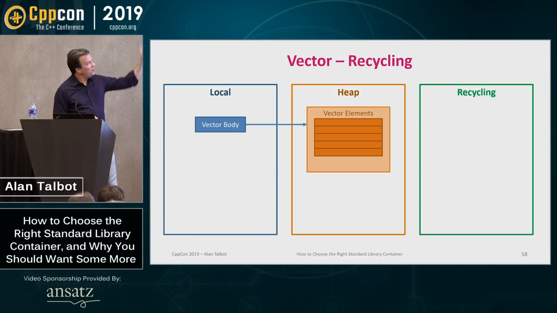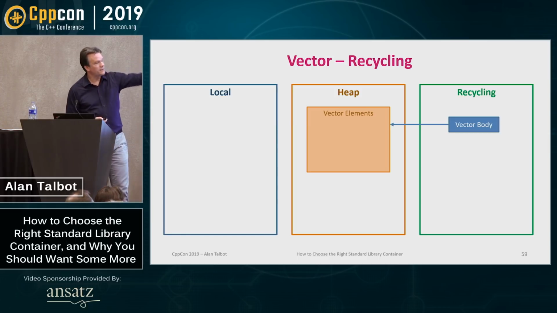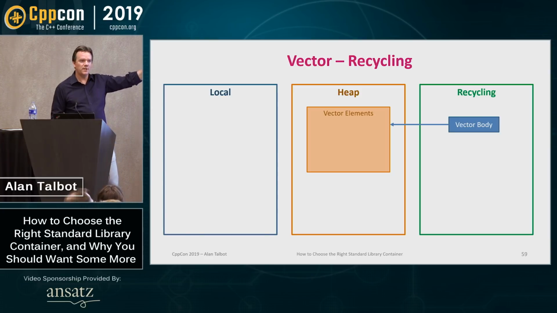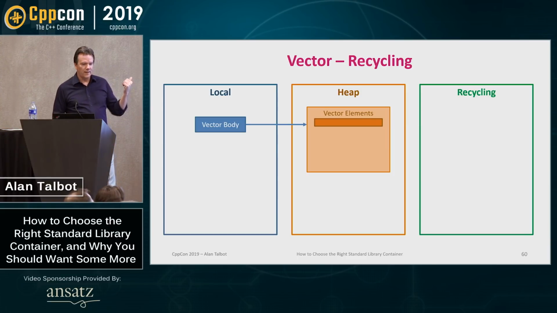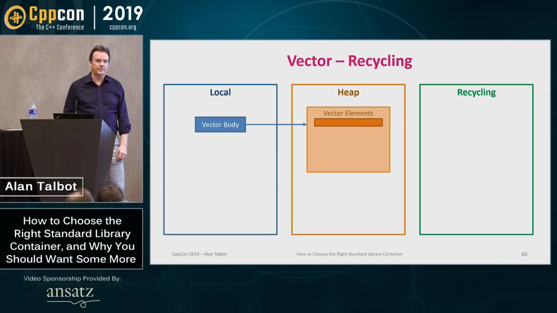Well, what if I move the vector into the recycling and clear it? So I've cleared it, there's no elements, and I've moved it over there. Neither of those things changes the allocation or changes the capacity. Now when I need another one, I move it back, and there it is. It's empty. I stick my element in it. No allocation. No change in capacity.